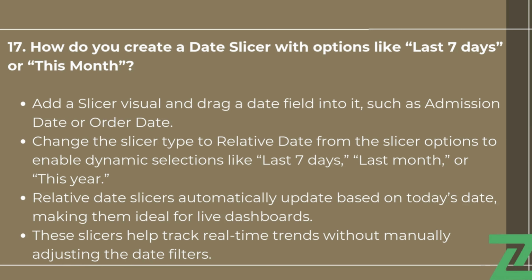17th question. How do you create a date slicer with options like last 7 days or this month? Add a slicer visual and drag a date field into it, such as admission date or order date. Change the slicer type to relative date from the slicer options to enable dynamic selections like last 7 days, last month, or this year.